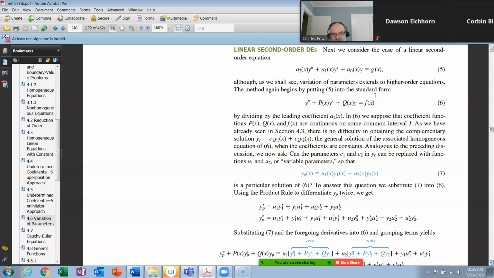Certainly we'll include the interval that a2 of x cannot be zero in. Okay, remember that, because that's how we got them. As we've already seen from section 4.3, which is back when we were doing the characteristic solution, there's no difficulty in obtaining the complementary solution.